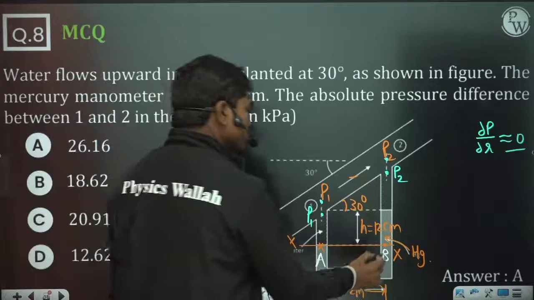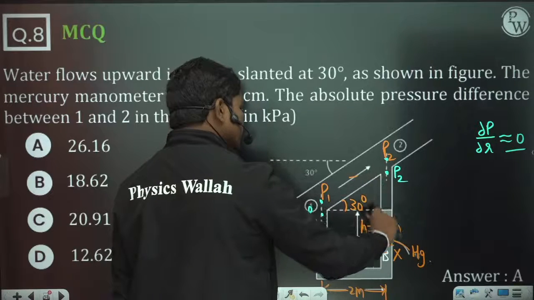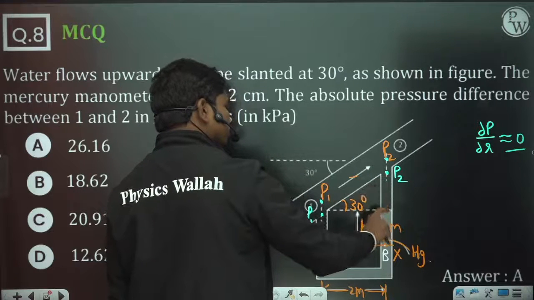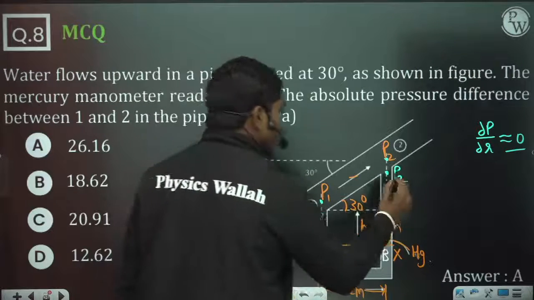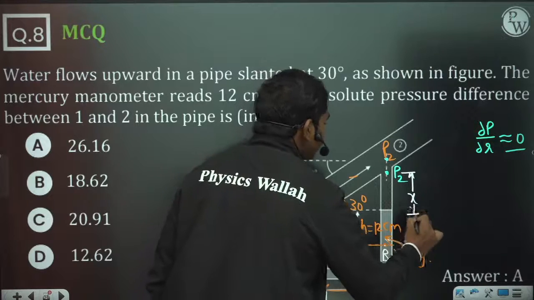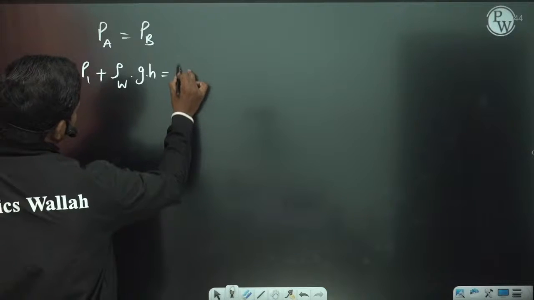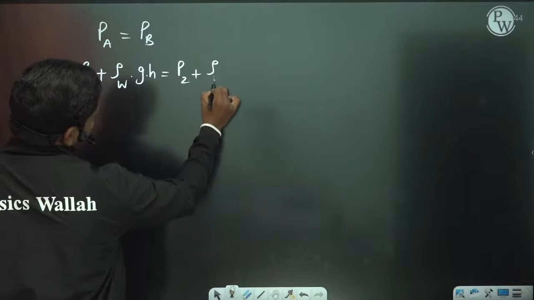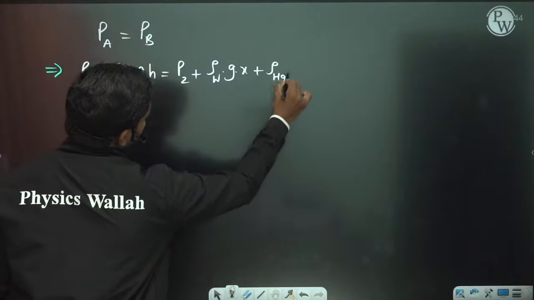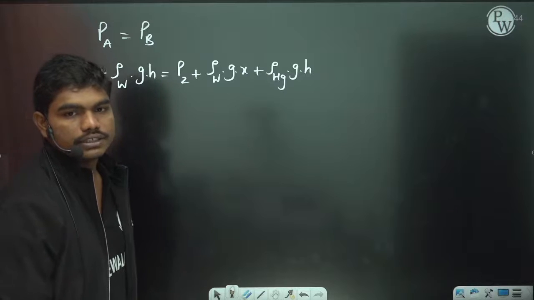So what is this P2? P2 is this PB. PB is how much? P2 plus pressure due to this water column plus pressure due to this mercury column. So we need to identify what is this dimension X, let us say, because we need the pressure due to this water column X. So P2 plus rho water G X plus rho mercury G H.